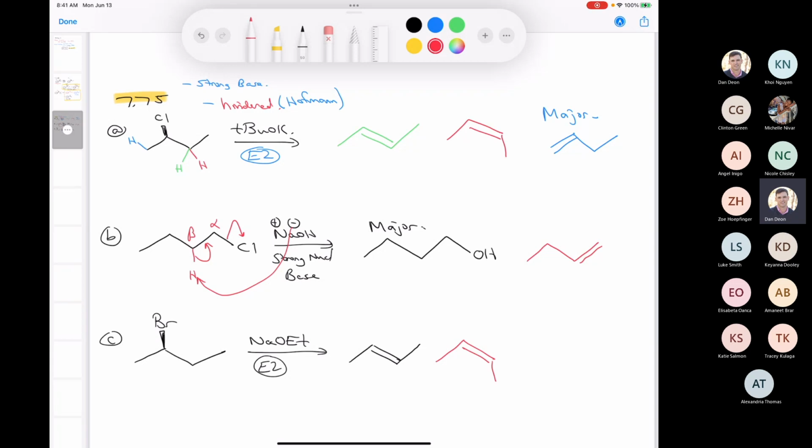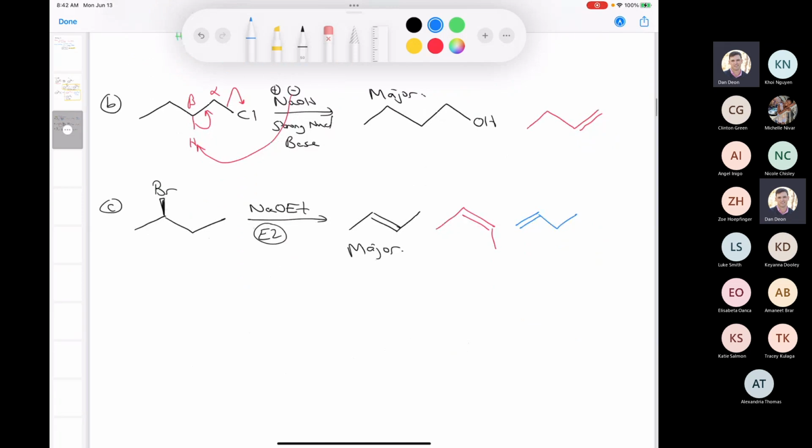Exactly. This one is going to be the major, the trans. Why? Because it's less sterically hindered. So there's our major, but we're also going to end up with some of the Hofmann alkene. And if you look at that table, it tells you you're also going to get some SN2. Now remember that SN2 proceeds with inversion of configuration.